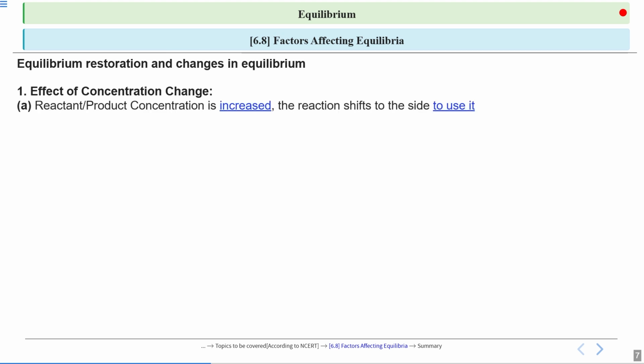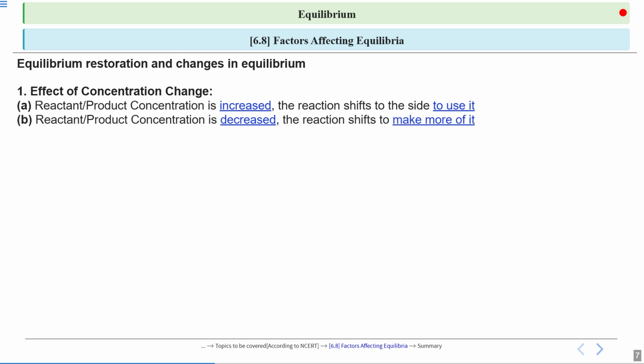So what do we see upon changing the concentration? Suppose we are changing the reactants or the product concentration, we are increasing it basically. Now the reaction shifts to the side to use it. Means the extra reactant or extra product which you have added, you can add either of them, the reaction will proceed in such a way that your extra reactant or your extra product can be consumed, or can be maintained back to the equilibrium.